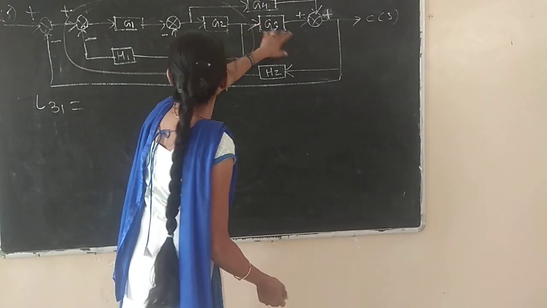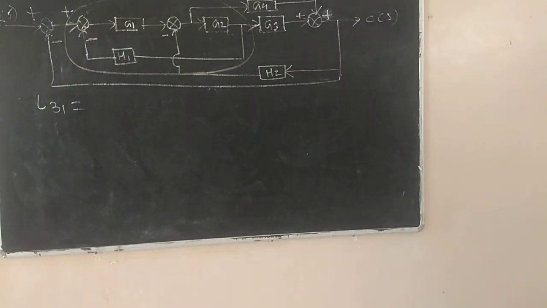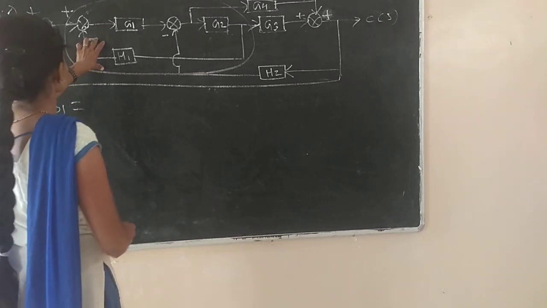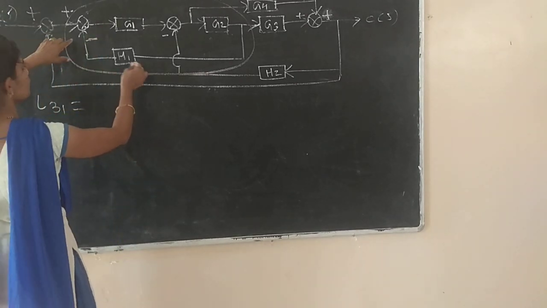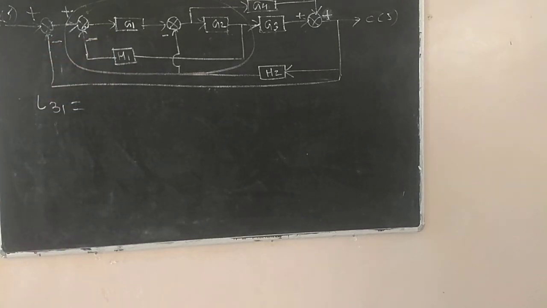G2 and G3 minus H2. This is nothing but the loop third. Loop third is minus G1, G2 and G3. This is nothing but the loop third. Here loop third, we see the diagram for loop third.